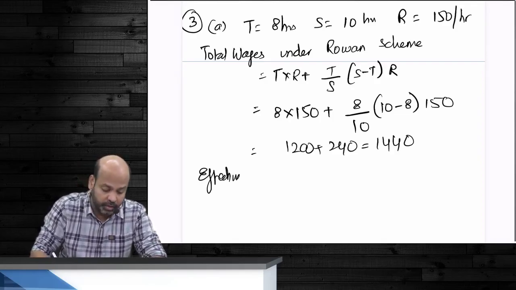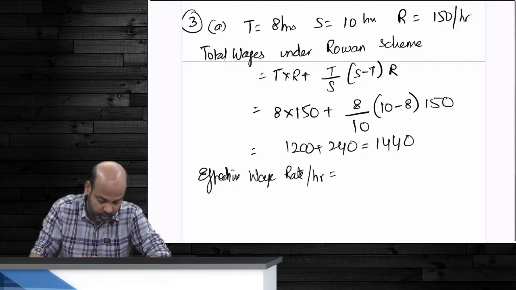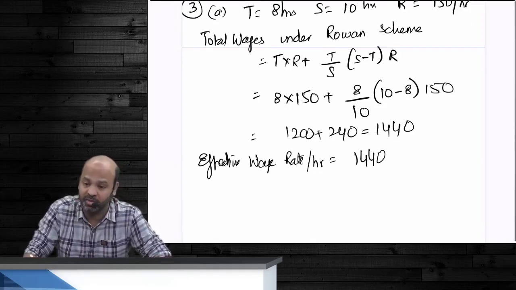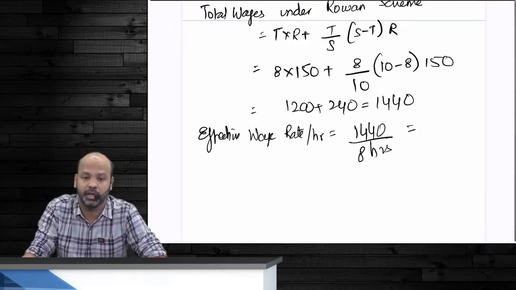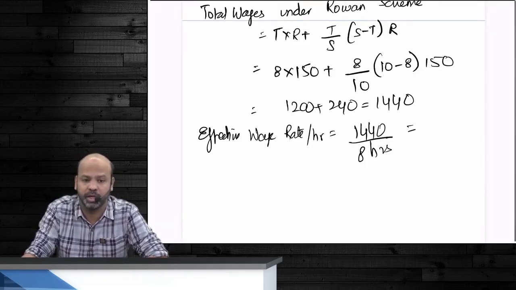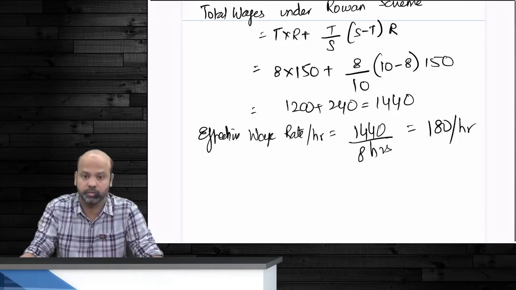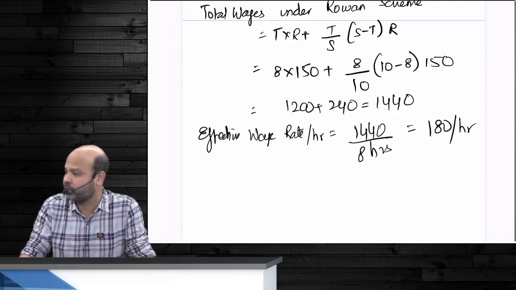To get effective wage rate per hour, guys, you will have to divide 1440 by the total number of hours actually worked. What are the number of hours actually worked? 8 hours. So 1440 divided by 8. How much is the effective wage rate per hour? 180. 180 rupees is the effective wage rate per hour.